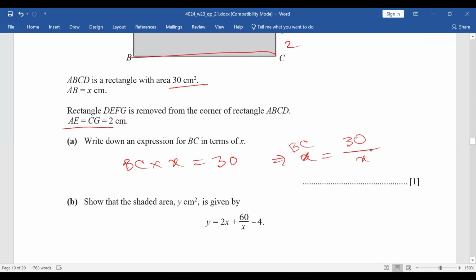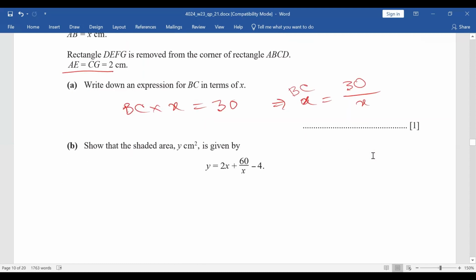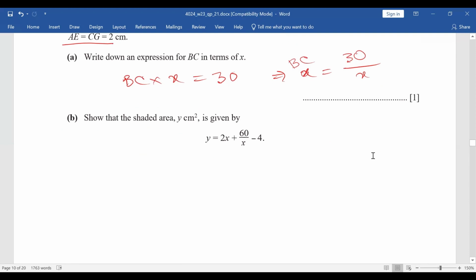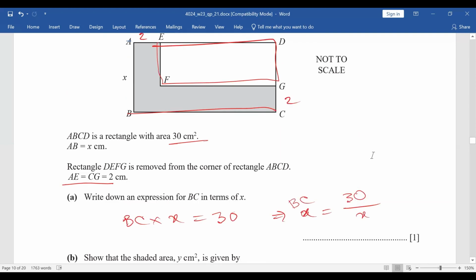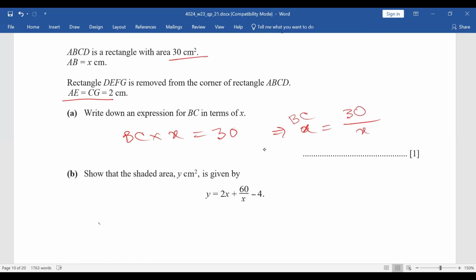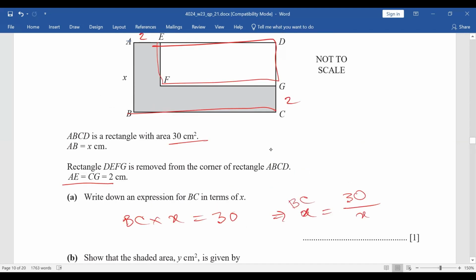Show that the shaded area y centimeters squared is given by y equals 2x plus 60 by x minus 4. So we have to find the shaded area. The shaded area will be the total area, the bigger rectangle, minus the smaller rectangle. The bigger rectangle is 30 square centimeters, minus the smaller rectangle, which is length EF times FG.